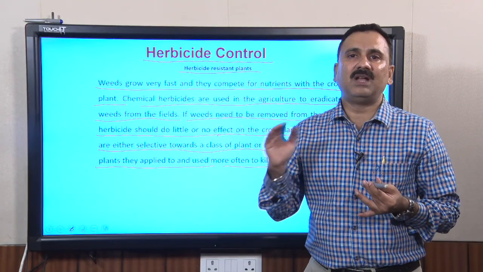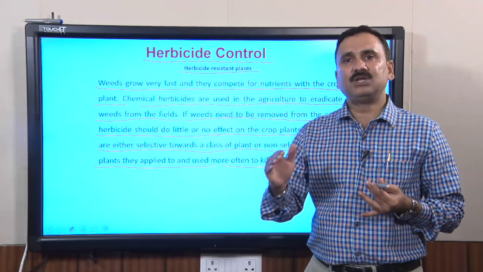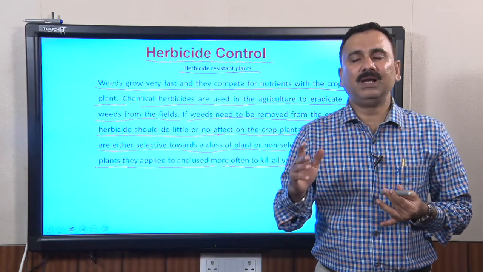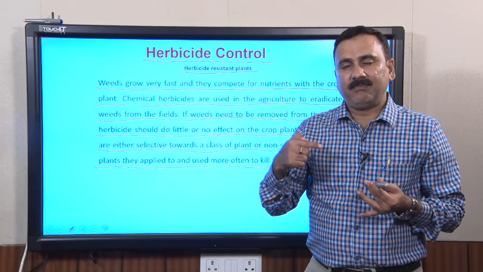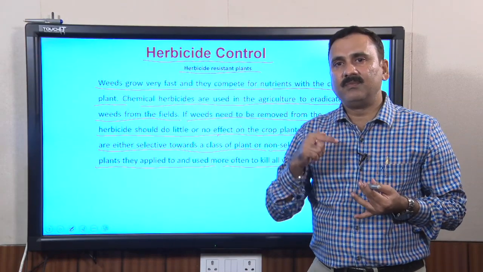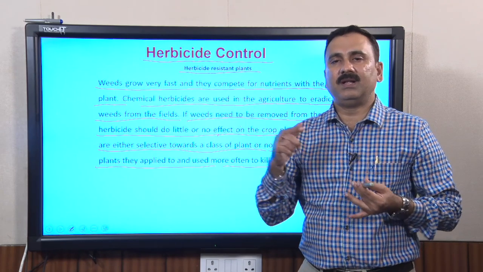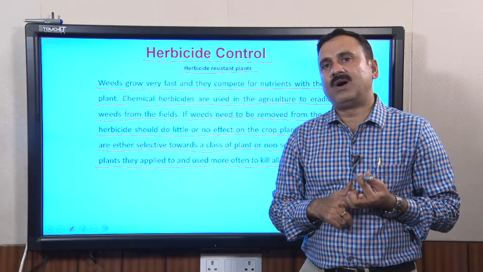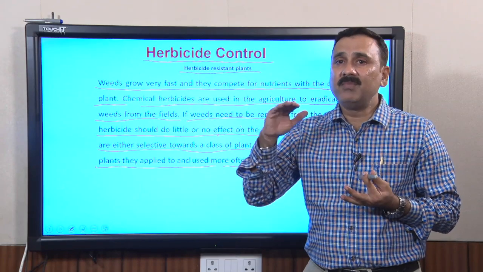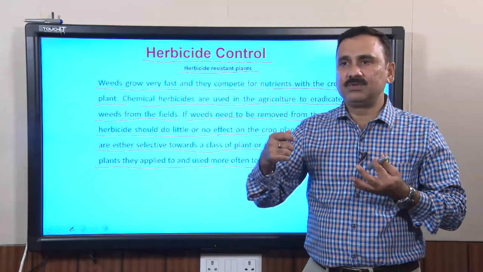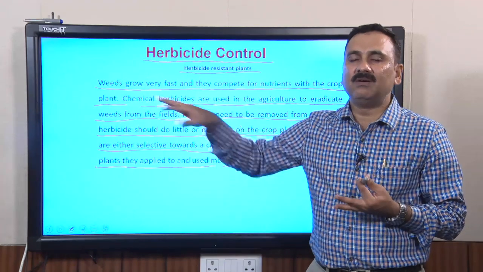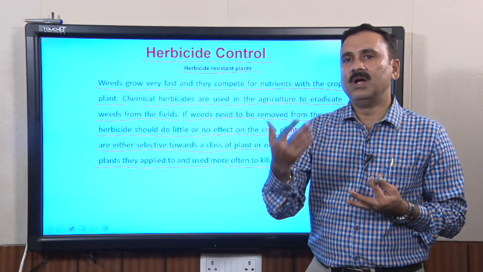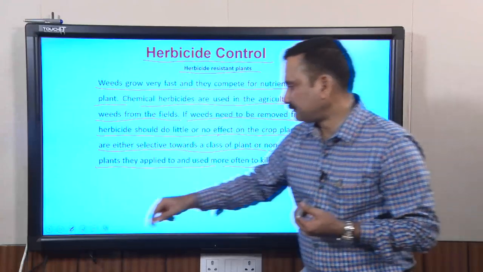And if you use those kinds of herbicides in a very large quantity, it is not only going to kill the weeds, it is also going to destroy the plants. So that's why there is an urgent requirement to generate herbicide resistant plants, so that when you spray the herbicides, it will only kill the weeds and not affect the crop plants.